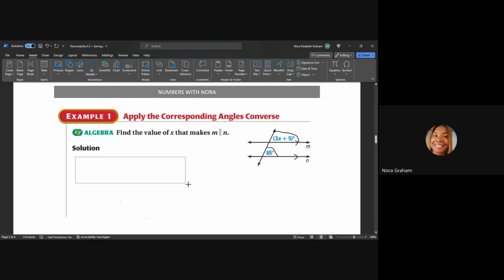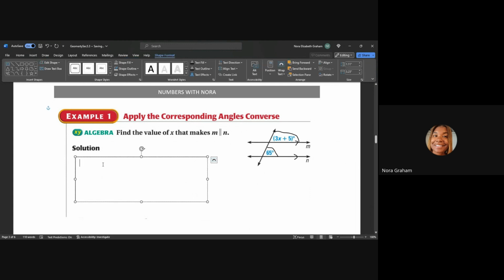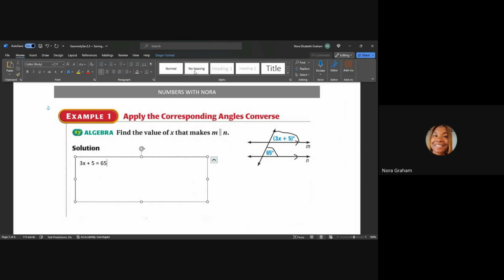It's going to be quicker if I type it out. So I'm just going to set those two statements equal to each other. 3x plus 5 equals 65. And right here is where we just use algebra to solve for x. So I subtract 5 from both sides. I'm going to get 3x equals 60. And then I divide both sides by 3. And then when I do that, I'm just going to get x is equal to 20.